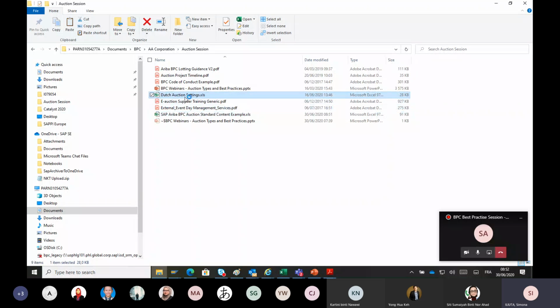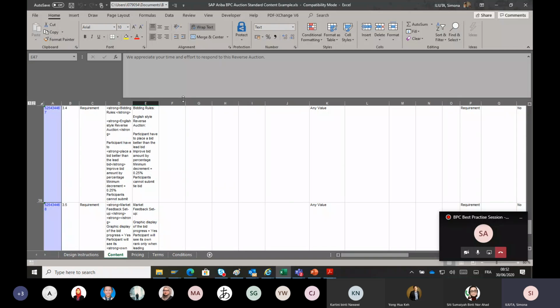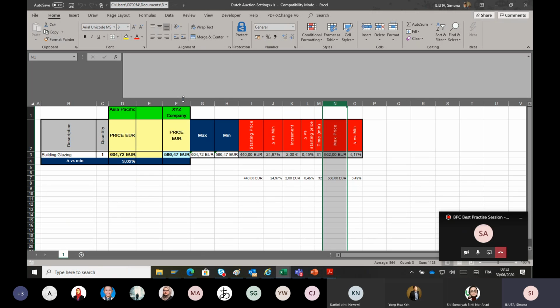And the last thing that I have here is a Dutch auction setting. This is a file that I've built for Dutch auctions. You can use it for any other type of auctions, but it basically gives you some pieces of information on what you need to do. So the checklist I showed you answers these questions. This is a Dutch auction where you have 2 suppliers. This is my best leading bid, so this is the best bid from the RFP.